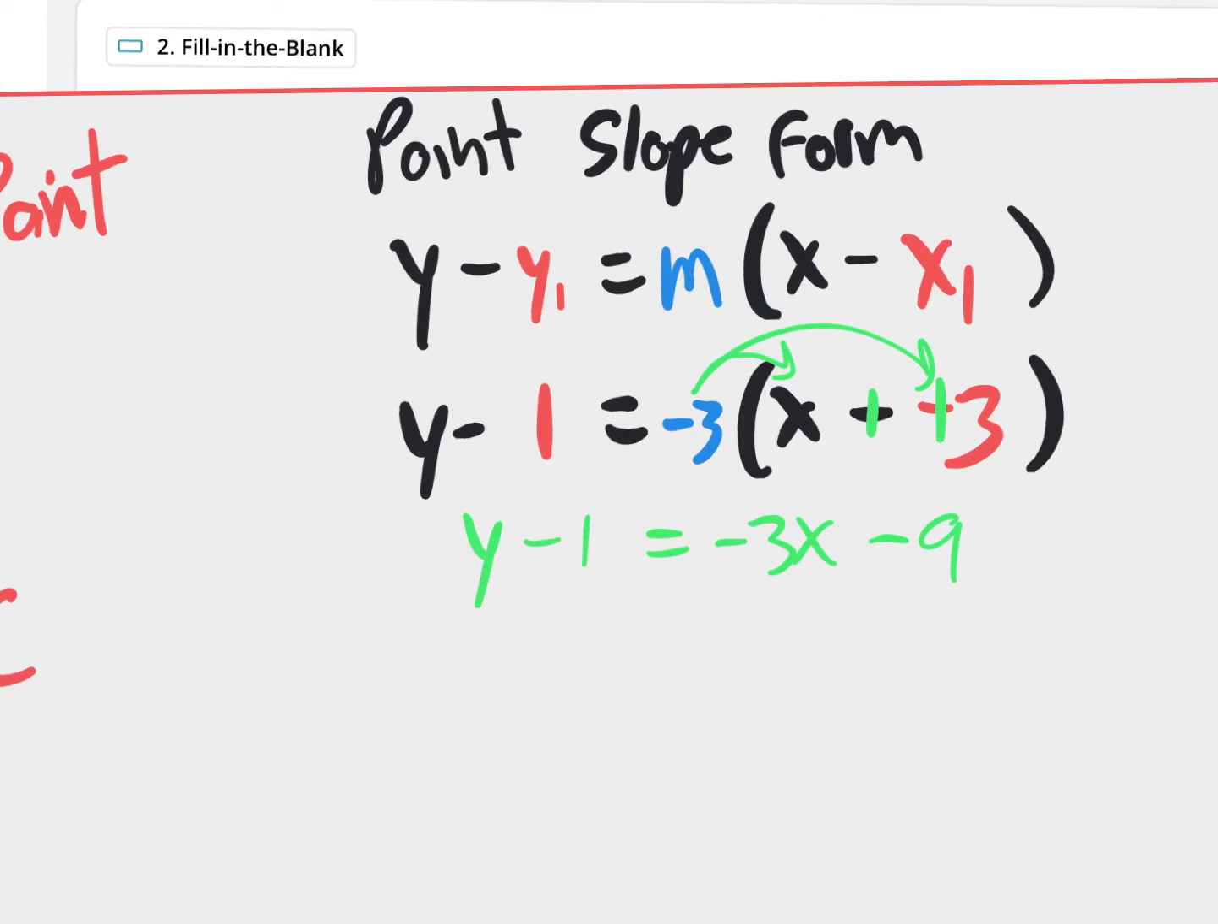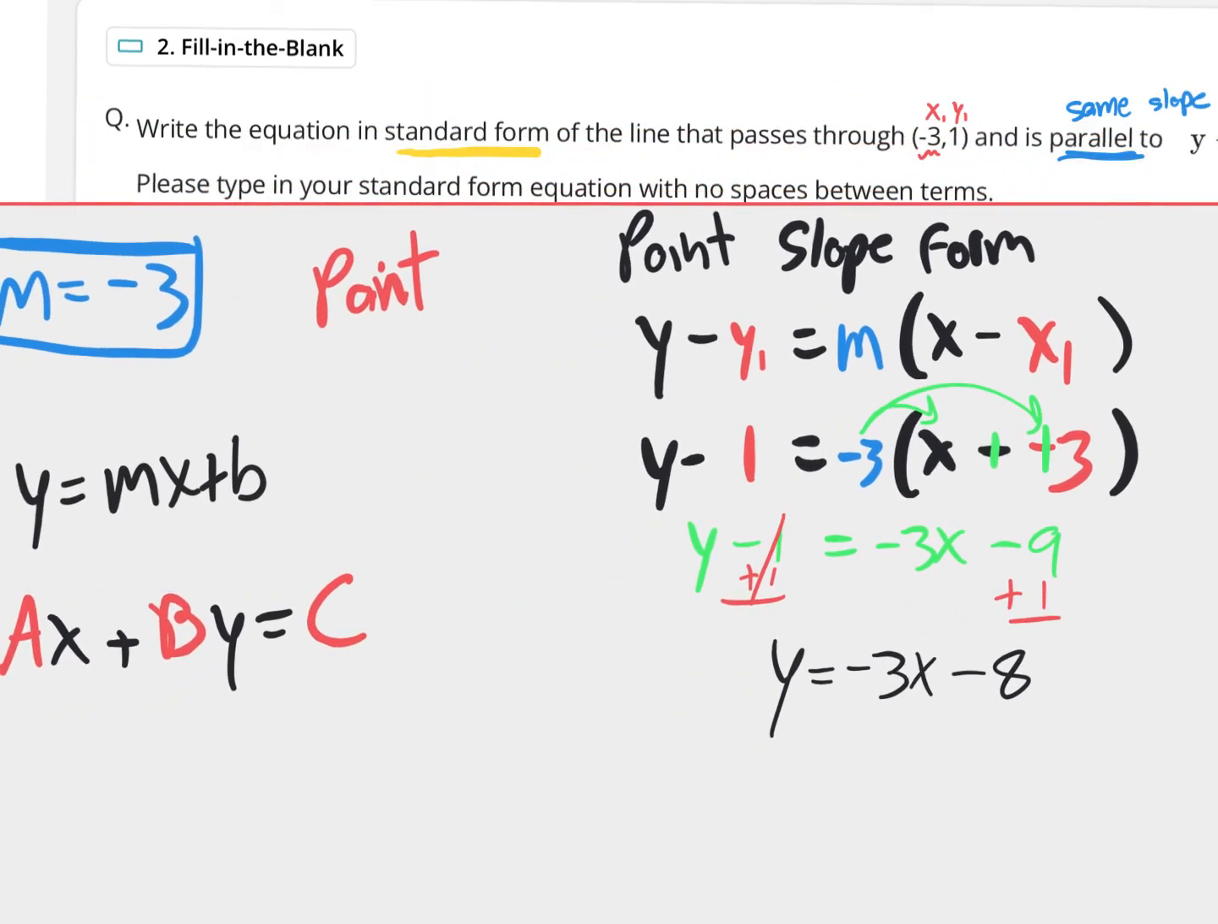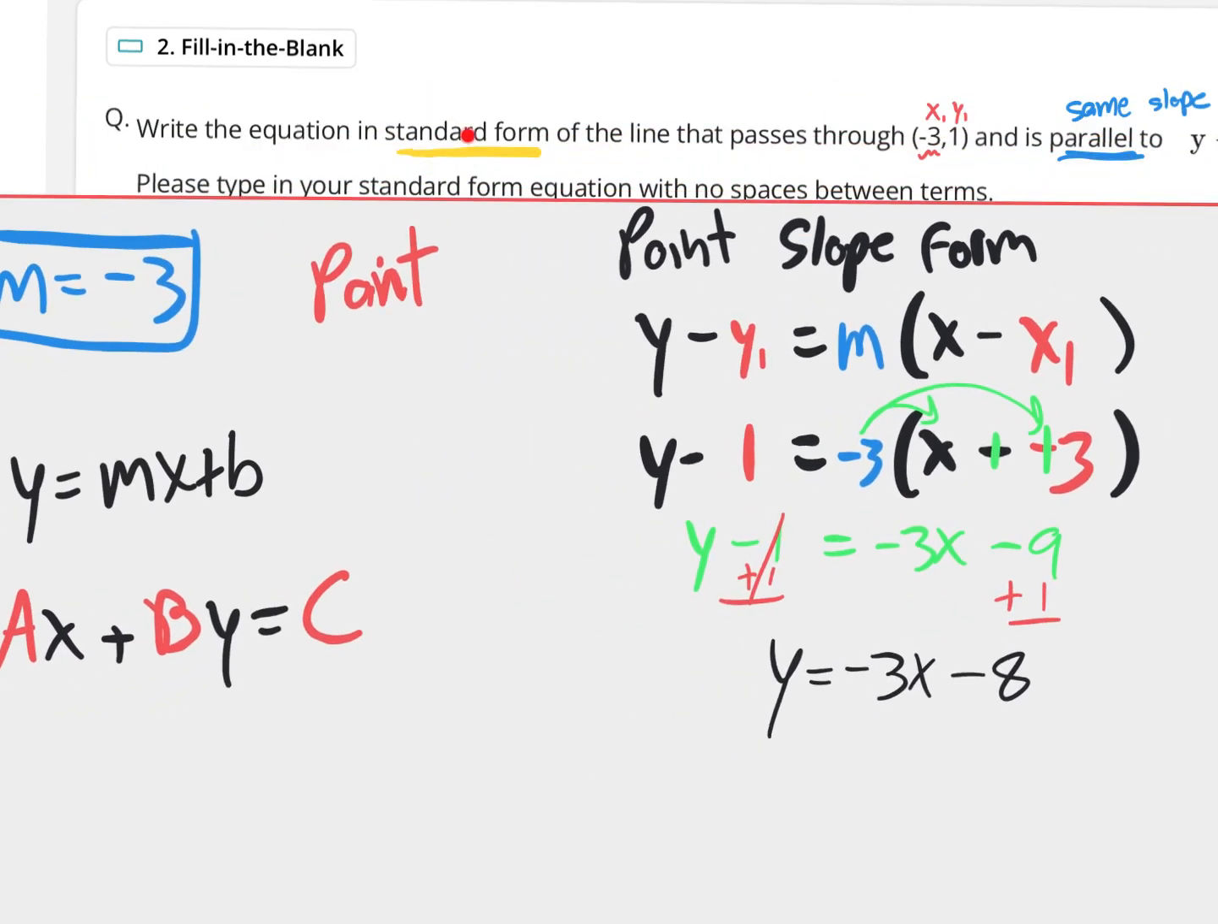And it's almost in slope-intercept form, y equals mx plus b. All I need to do is get y by itself. So let's get rid of that -1 by doing the opposite, +1. That'll cancel out. What I do to one side, I do to the other side, +1. I will have y equals -3x minus 8. Y equals -3x minus 8. Now, if the instructions would have said, write it in slope-intercept form, then this would be my answer.